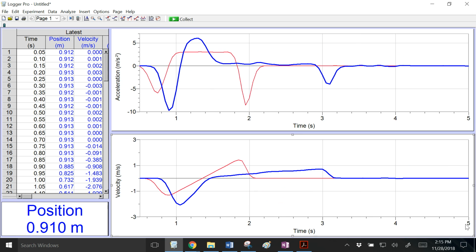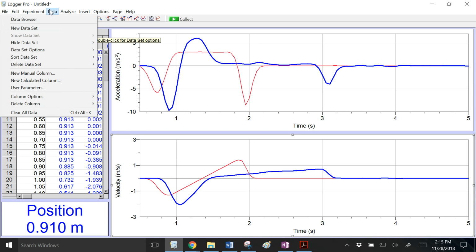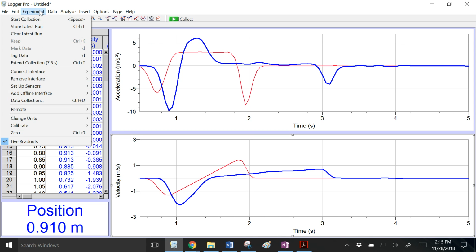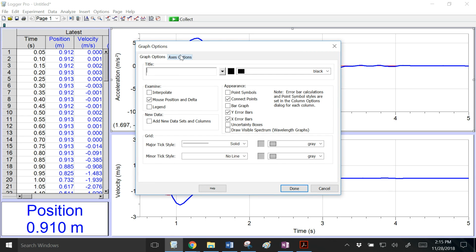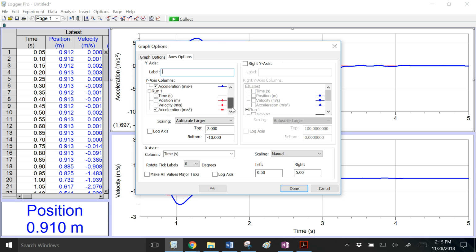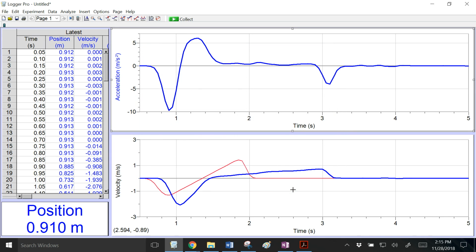I gotta extend this back out. What the heck is going on? Okay. I want to hide the earlier run. Is that a thing? There we go. Okay. Look at that acceleration versus time graph. What's going on there?